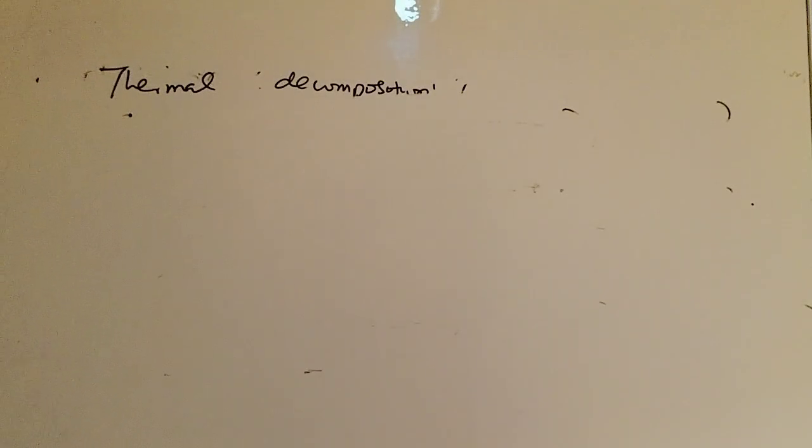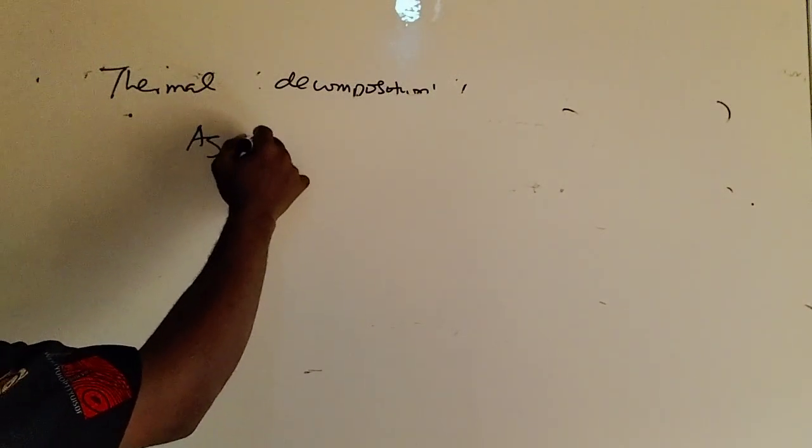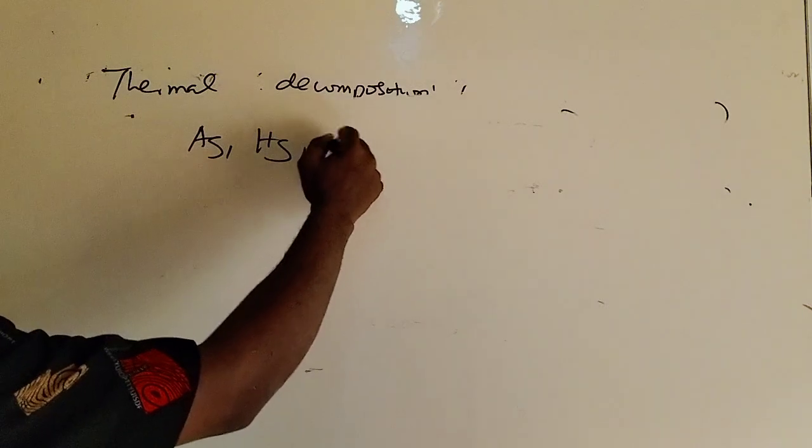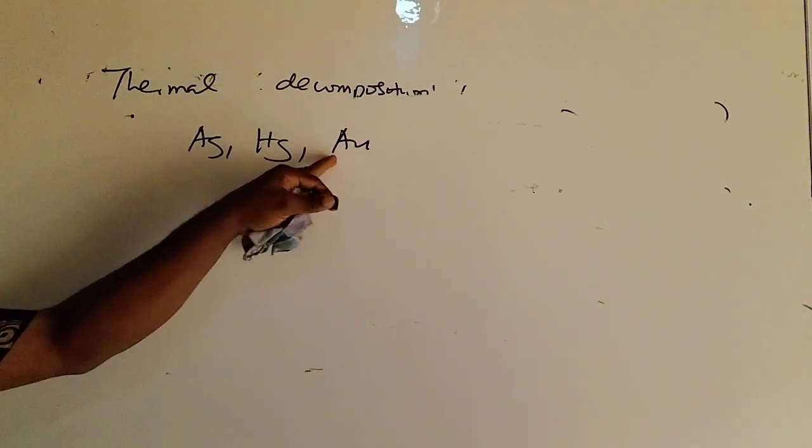Then what of metallic oxides? Do metallic oxides decompose? Metallic oxides of highly electropositive metals like sodium oxide, calcium oxide, magnesium oxide, zinc oxide, these ones don't decompose when heated. But metallic oxides of low reactivity, low electropositive metals like silver, mercury, gold, the oxides can decompose because the metals are very low in reactivity.